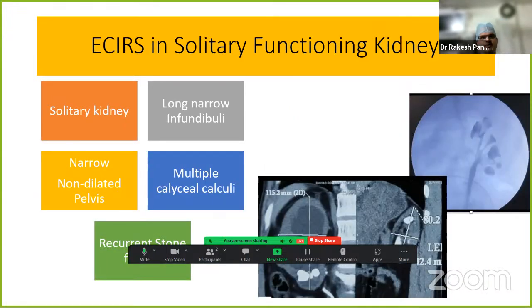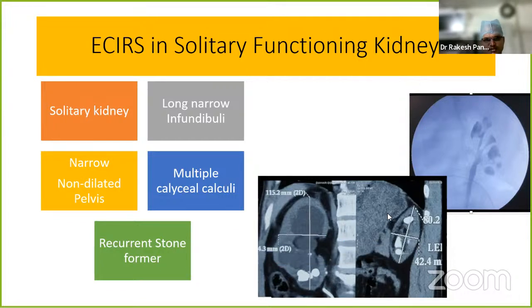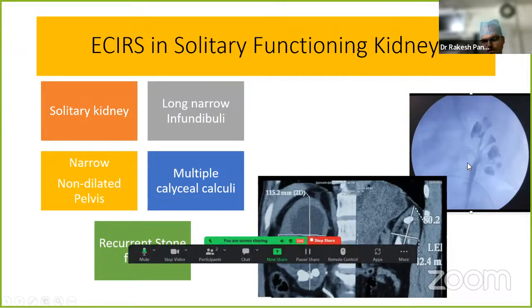Then coming to supine PCNL in solitary functioning kidney, this patient is a recurrent stone former with long narrow infundibuli and stones in the upper calyx and lower calyx. But he didn't want the kidney punctured with multiple punctures. So we did an inferior calyceal puncture and took the help of a flexiscope and we could clear it. So we avoided multiple punctures. Here it is an absolute indication for supine PCNL. Am I audible, sir? Yes, yes.